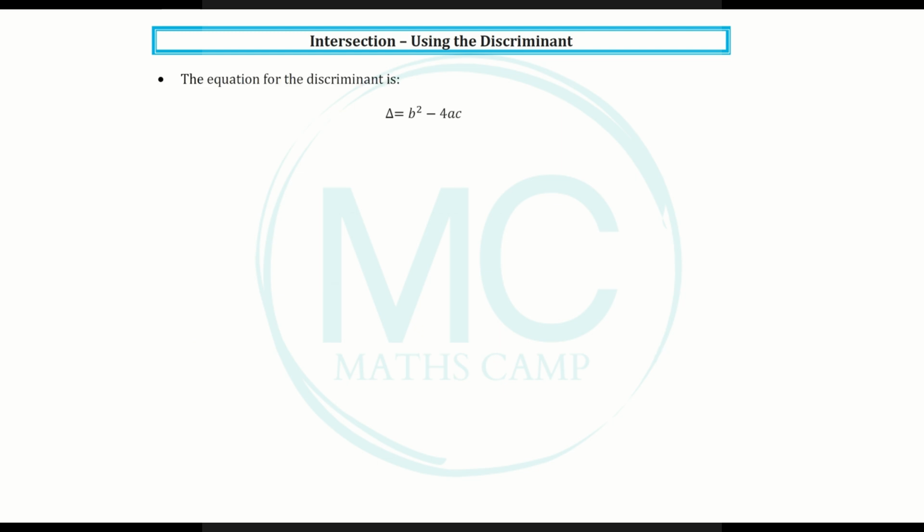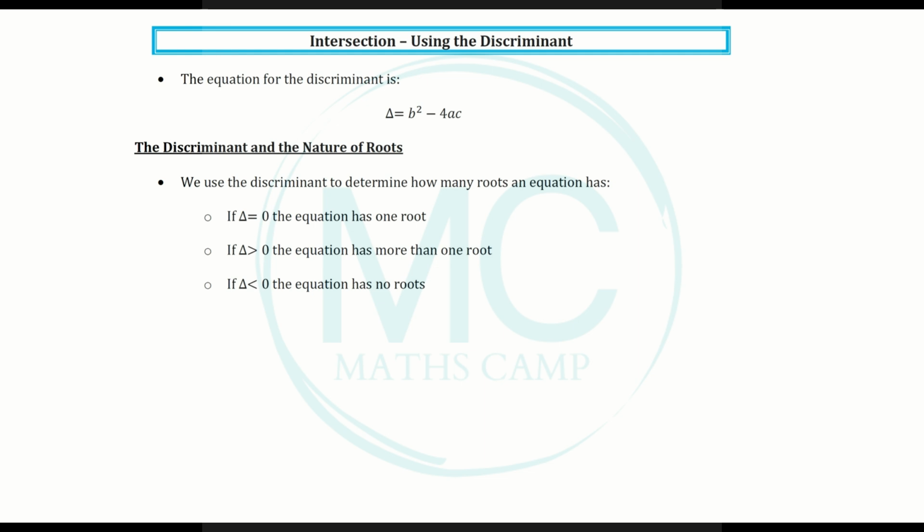The equation for the discriminant is delta is equal to b squared minus 4ac. You do not need to know delta or use it in your exam. We use the discriminant when working with the nature of roots. If delta is equal to 0, the equation has one root. If delta is greater than 0, the equation has more than one root. But if delta is smaller than 0, the equation has no roots.